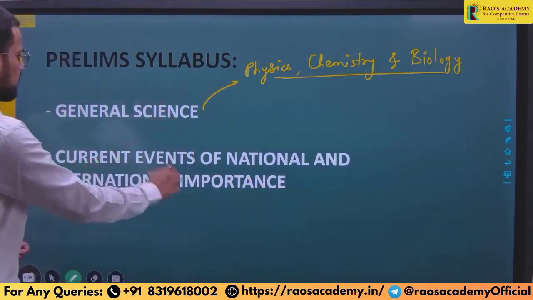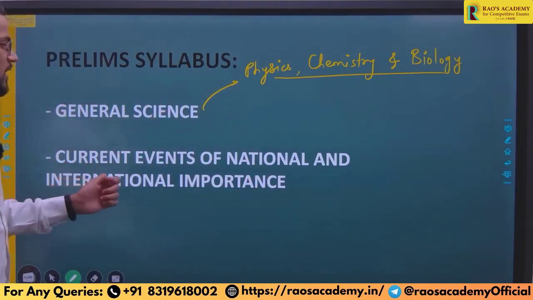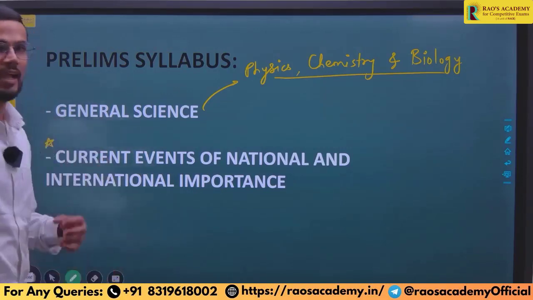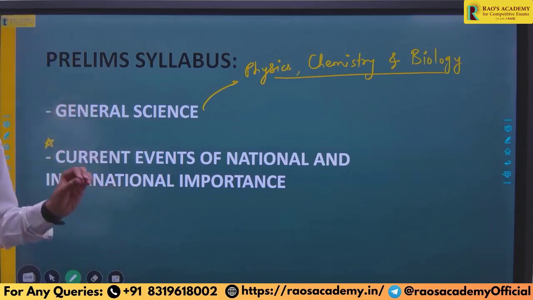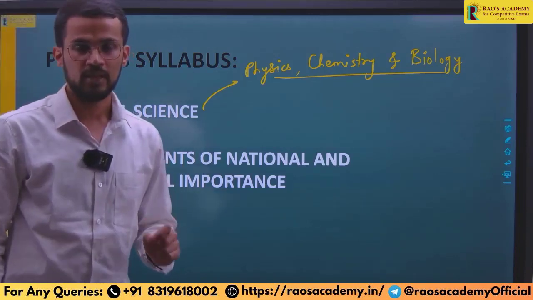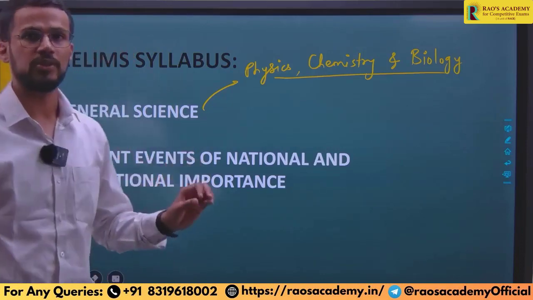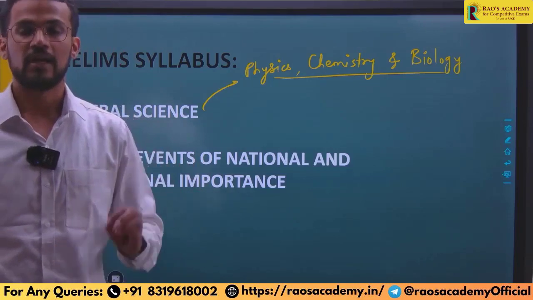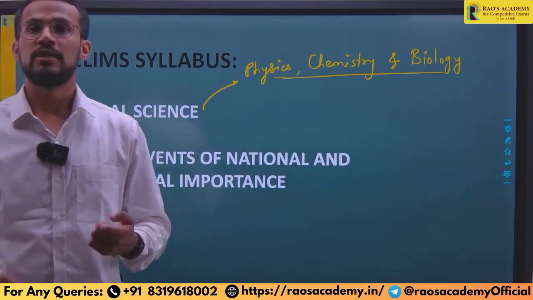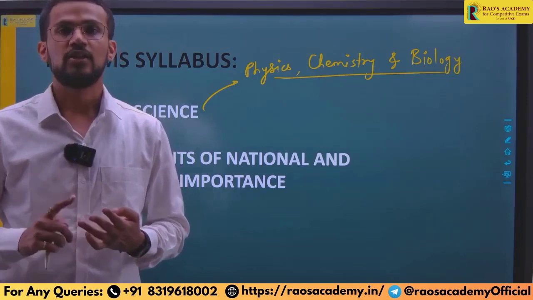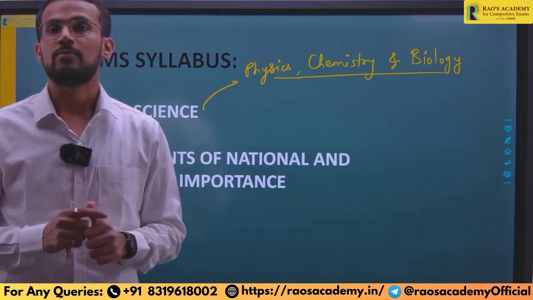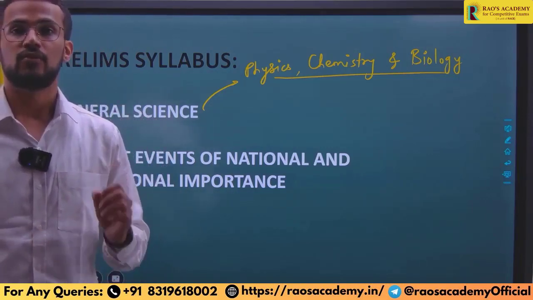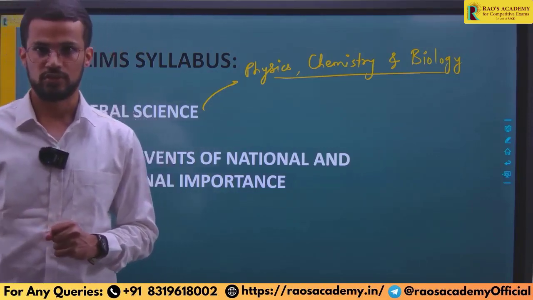Second is current events of national and international importance. This is by far the most important heading in the prelims syllabus from which questions have been asked by UPSC. And this heading allows UPSC to ask questions related to current affairs. Current affairs can be asked from space, defense, nuclear, nano, and biotechnology. Even questions are there under current affairs from information and communication technology, right?